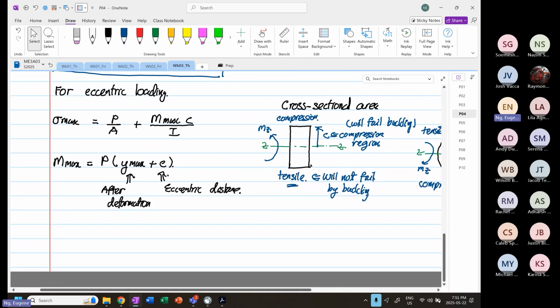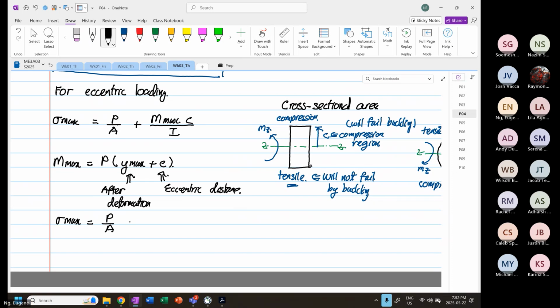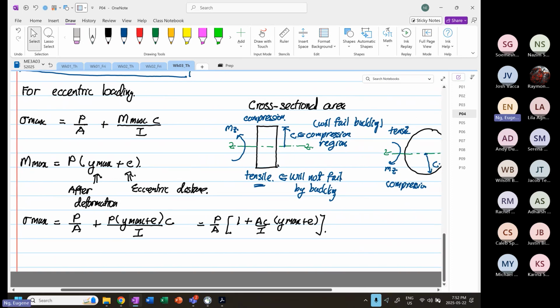So when you have this, we know that the stress max now will be equal to P over A plus P multiplied by Y max plus E divided by I multiplied by C. Right? So I'm going to factor out P over A. So this will be equal to P over A times 1 plus A, C over I, and then I will have our Y max plus E.